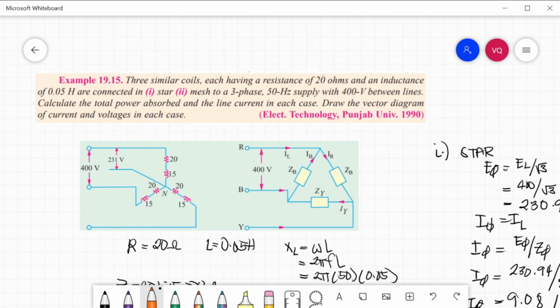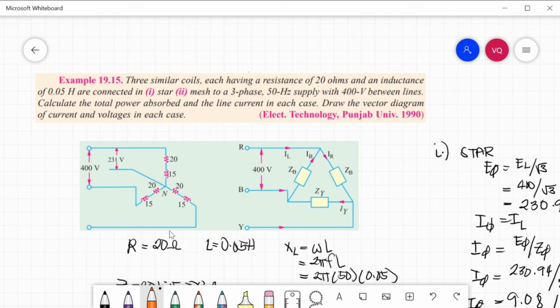Example: we have 3 similar coils, each having a resistance of 20 ohms and an inductance of 0.05 Henry, connected, first in star or the Y connection, the second one in mesh or delta, to a 3-phase 50 Hz supply with 400 volts between lines. Calculate the total power absorbed and the line current in each phase. Draw the vector diagram of current and voltages in each case.